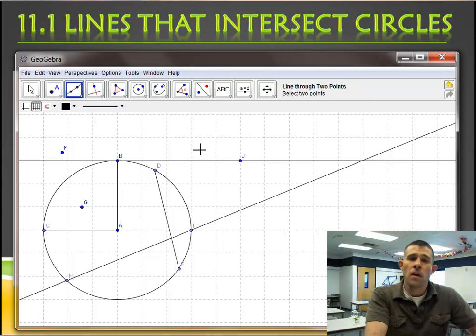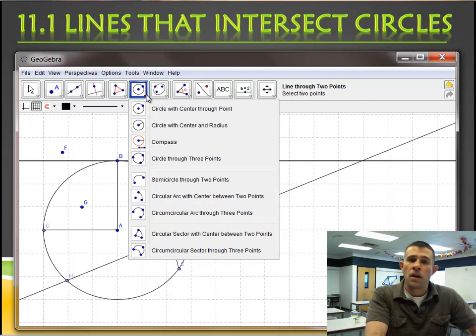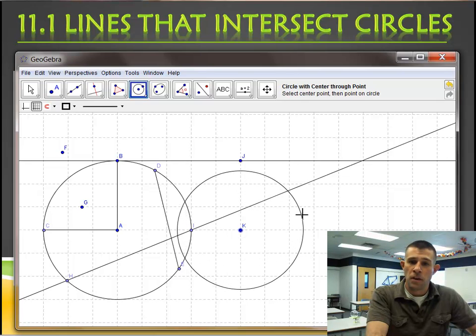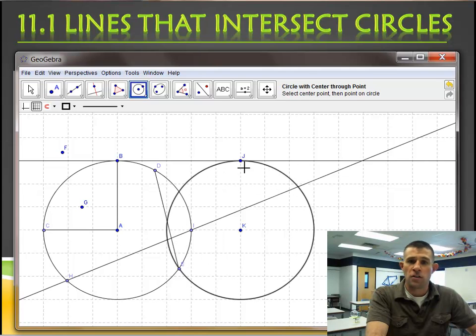Now there's a few other important terms. Another important term to know is congruent circles. Two circles are congruent if they have the same radius. So I'm going to create another circle here, circle K, and I'm going to make sure that it is congruent to circle A, and you can see that they have the same radius. AB looks like it's about 3, and KJ looks like it's about 3 as well. So these are congruent circles.